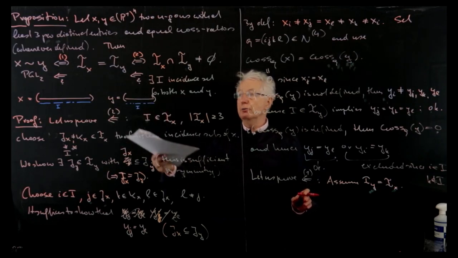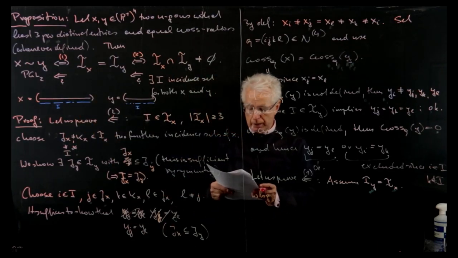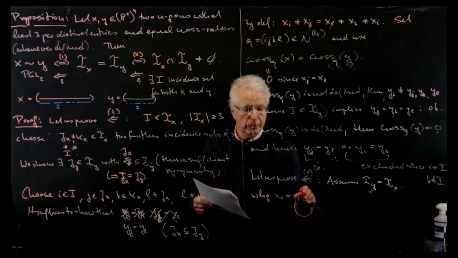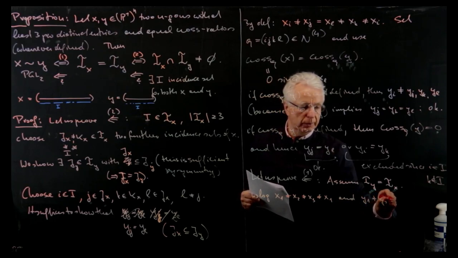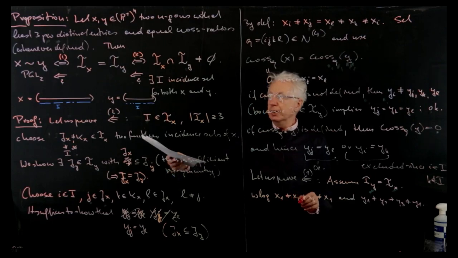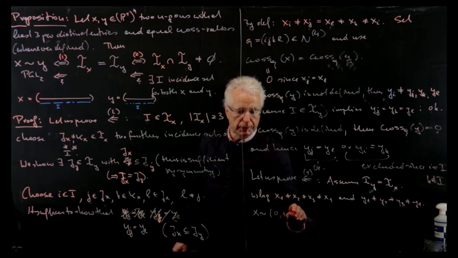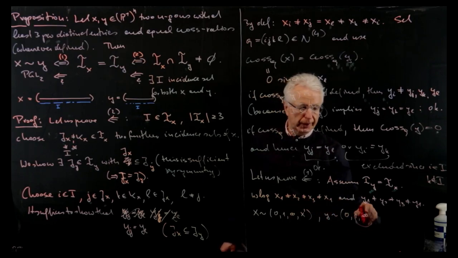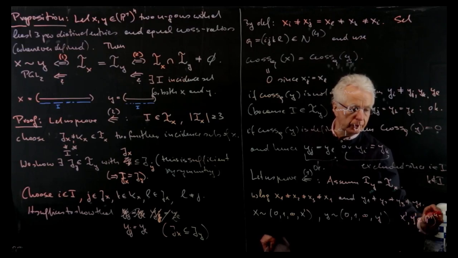So up to permutation of our label set capital N, and up to the PGL2 action, we have, without loss of generality, x1 different from x2, different from x3, different from x1, and y1 different from y2, different from y3, different from y1. Okay. Now you use PGL2. X is equivalent to 0, 1, infinity, x prime. And y is equivalent to 0, 1, infinity on the first three entries, and then some y prime. X prime, y prime in P1 to the N minus 3.